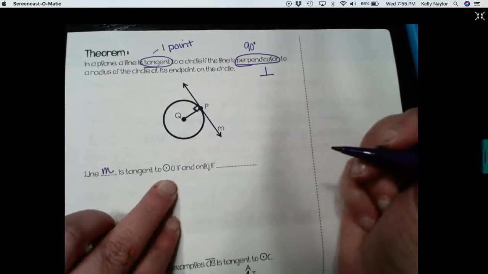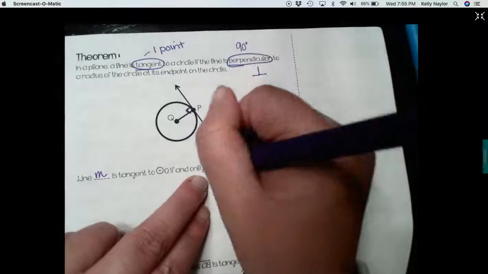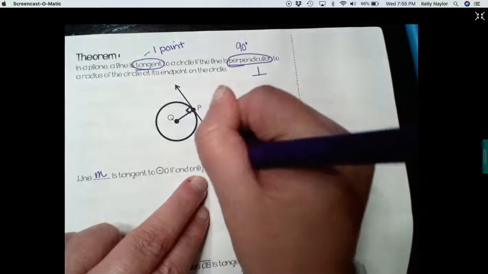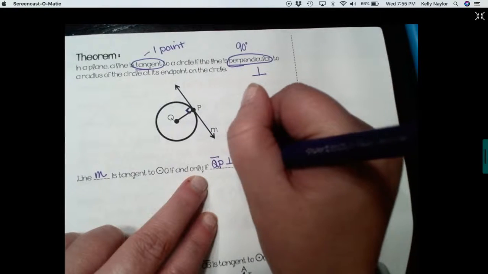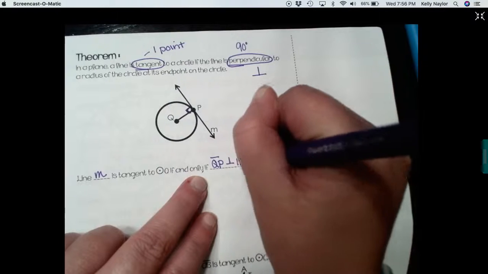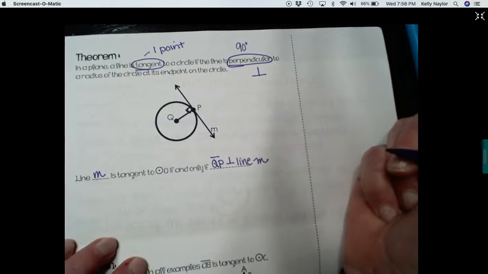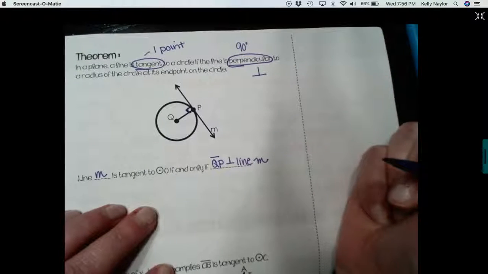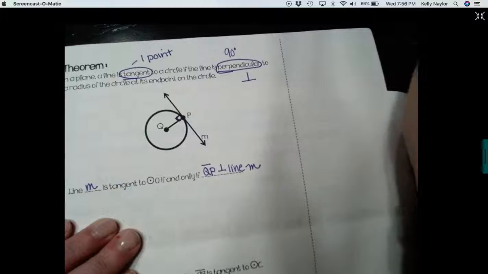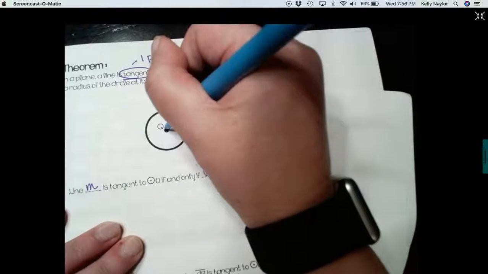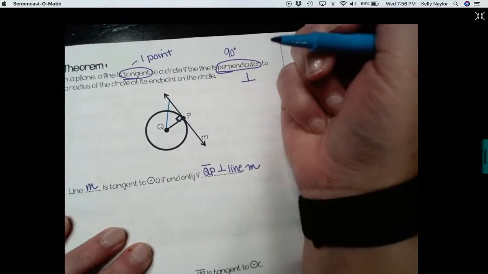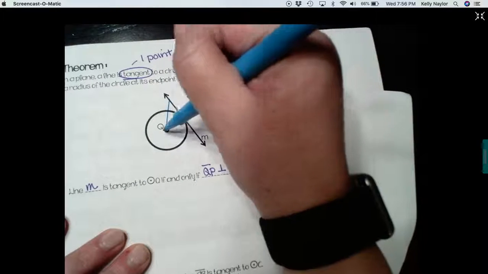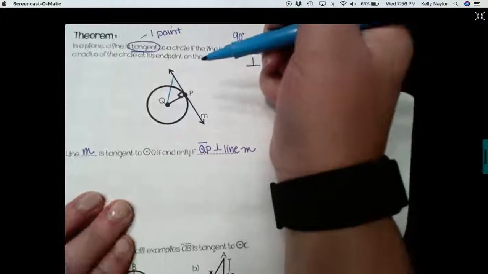So here we can say that line M is tangent to circle Q if and only if segment QP is perpendicular to line M. Okay. Now, if I were to go from the center of my circle and extend to a point on that line of tangency, that tangent line, I now have a right triangle, and that's what we're going to be using next.